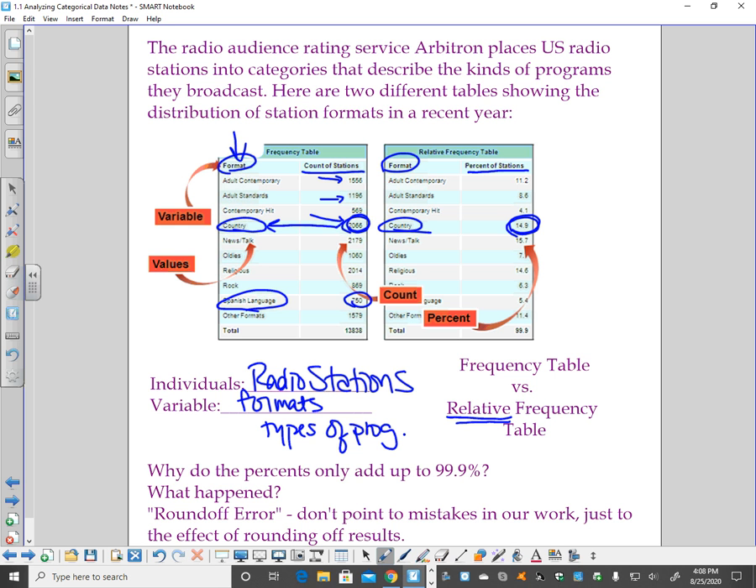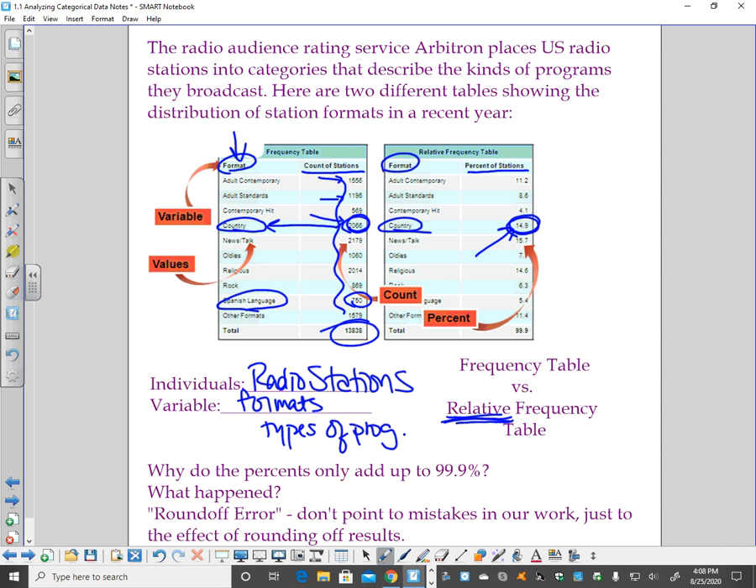This is just a number. Now if I have 2,066 and there are only 3,000 stations total, that's huge. But I have 2,066 out of almost 14,000 stations. So the percent makes it relative. It helps you know kind of how it stacks up to everything else without having to look at all the other numbers to see kind of where it comes into play. A relative frequency table makes it relative to everything else.